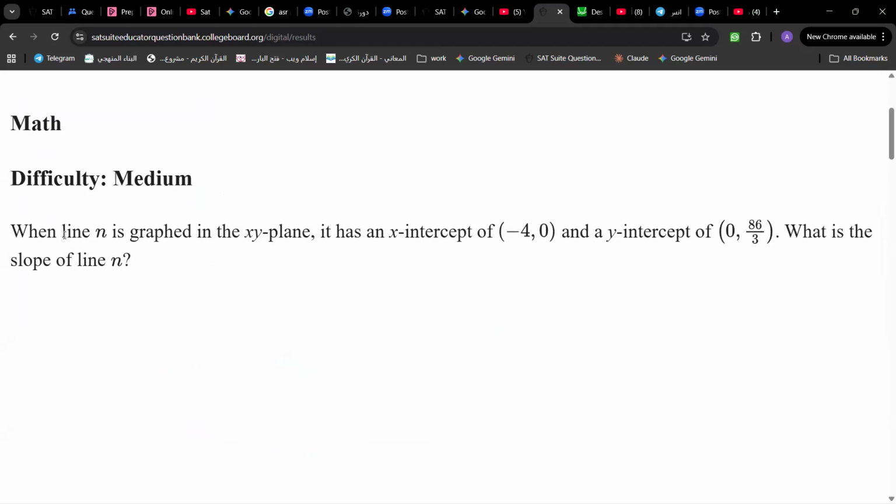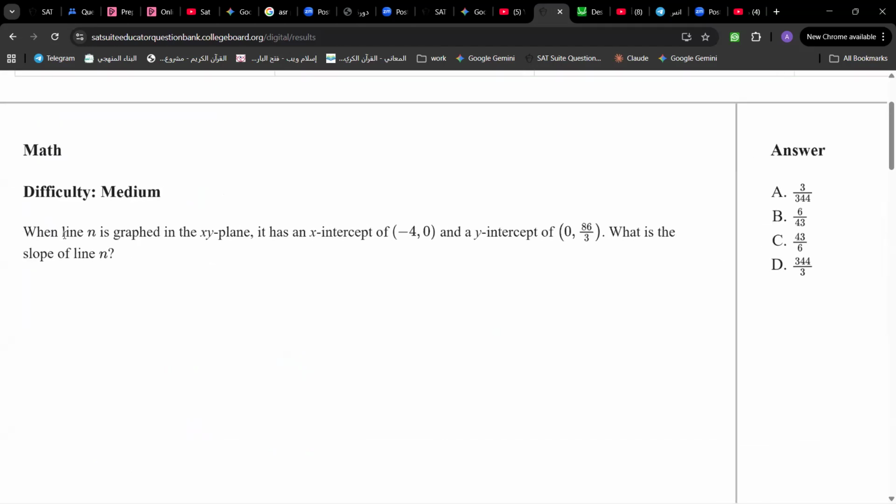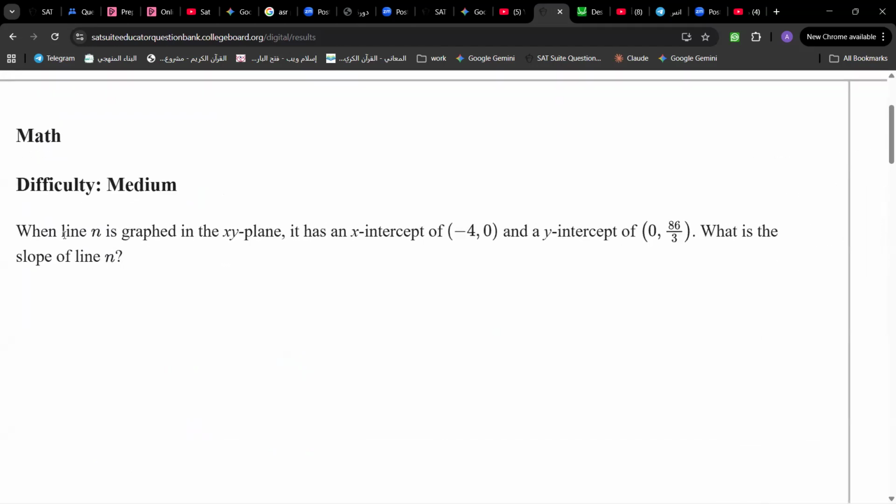When line n is graphed in the xy plane, it has an x-intercept of this and a y-intercept of this. What is the slope of line n? We'll use the two points to find the slope. This minus this over this minus this. It will be 86 over 3 minus 0 over 0 minus minus 4. It will be plus 4.